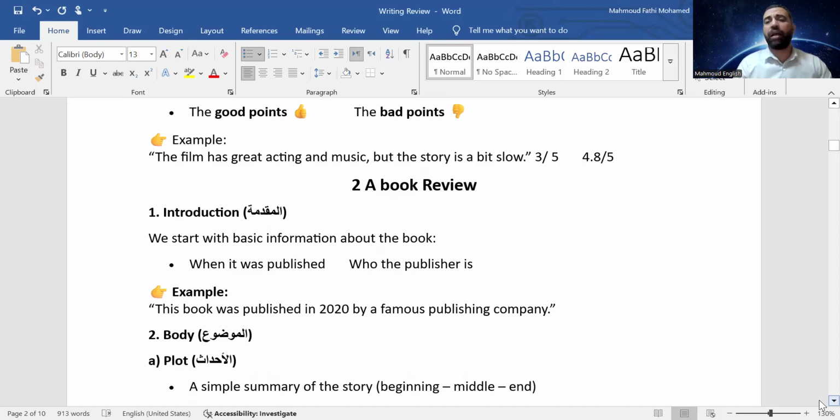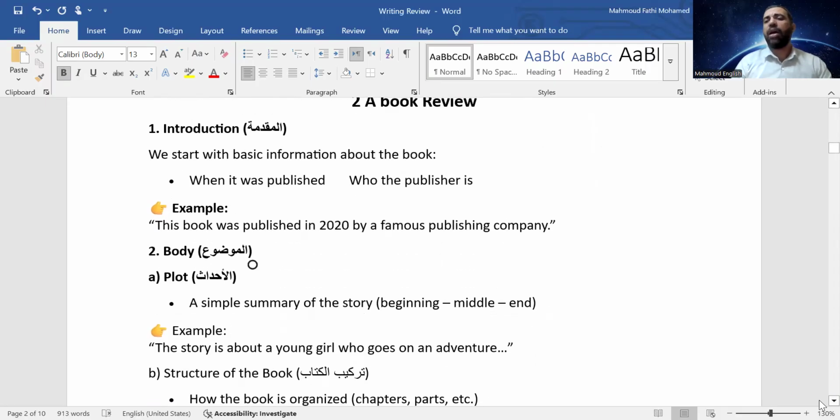And then in the body, you can talk about the plot of it. What's the plot of the book? And if it's a novel, okay, like the film exactly. Like the film, you can talk about the setting, for example where and when it happened, or even the summary of it, the plot, the beginning, the middle, and the end, like we said about the films before. For example, I say the story is about a young girl who goes on an adventure.